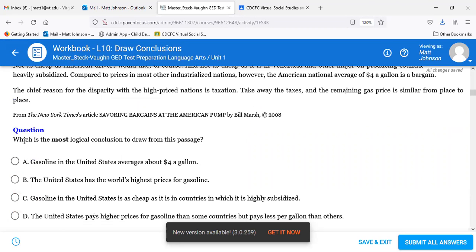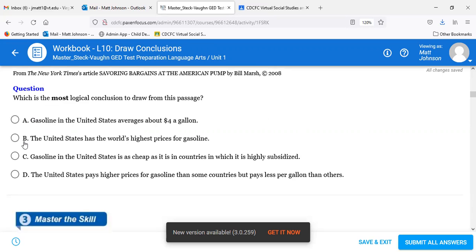And again, with the same passage. Which is the most logical conclusion to draw from this passage? A, gasoline in the United States averages $4 a gallon. B, the United States has the world's highest prices for gasoline. C, gasoline in the United States is as cheap as it is in countries in which it is highly subsidized. Or D, the United States pays higher prices for gasoline than some countries, but pays less per gallon than others.